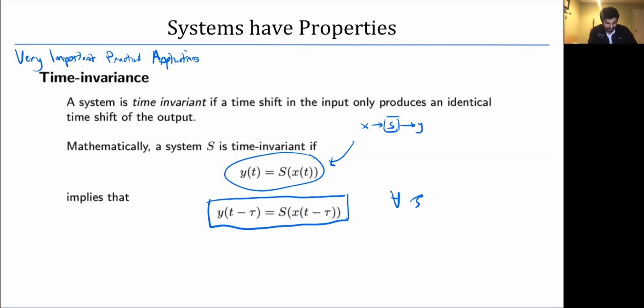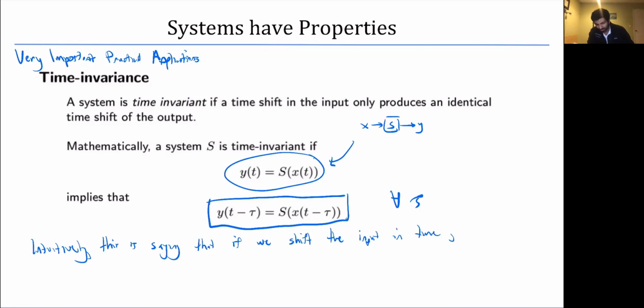Now, what does this mean? Intuitively, this is saying that if we shift the input in time, we shift the output by that same amount. Shift the input, shift the output. So we can draw this graphically.